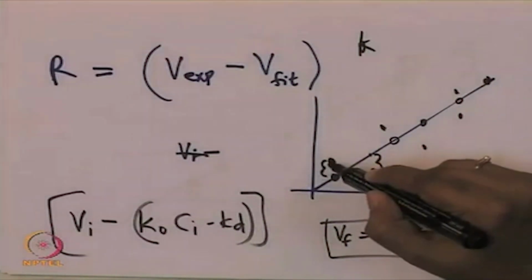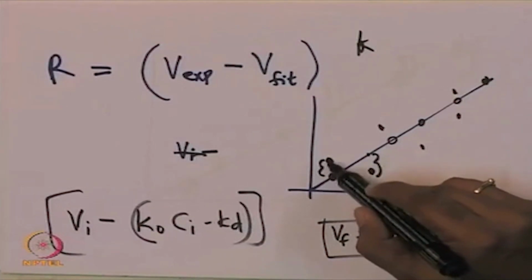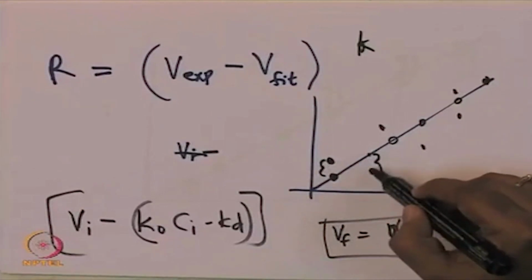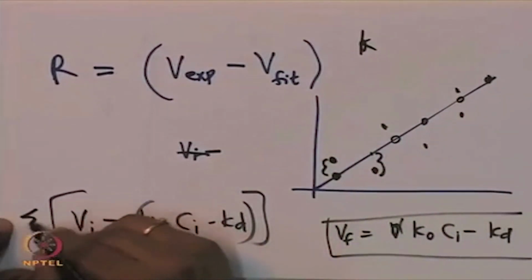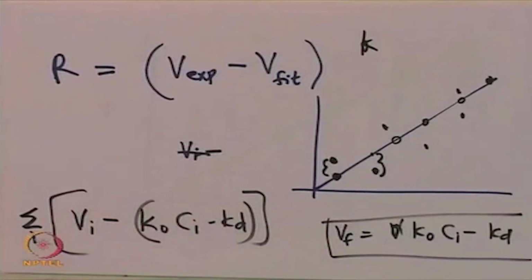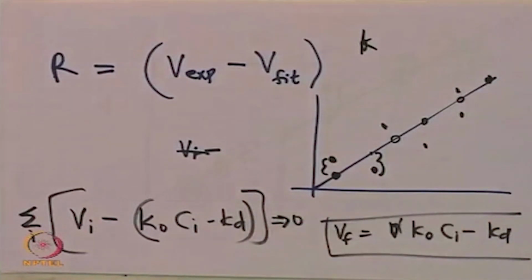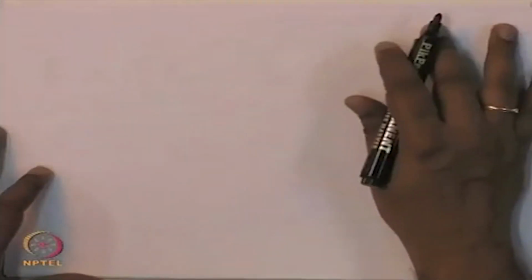But if you look here, some of these are positive. If you subtract this from the experimental value, you will get a positive number here, and here you will get a negative number, because this is more and this is less. So, typically with a sum of positive and negative, you expect this to go to 0. So, if we just minimize the sum of this, you get 0. So, the better way will be to minimize the square of this.